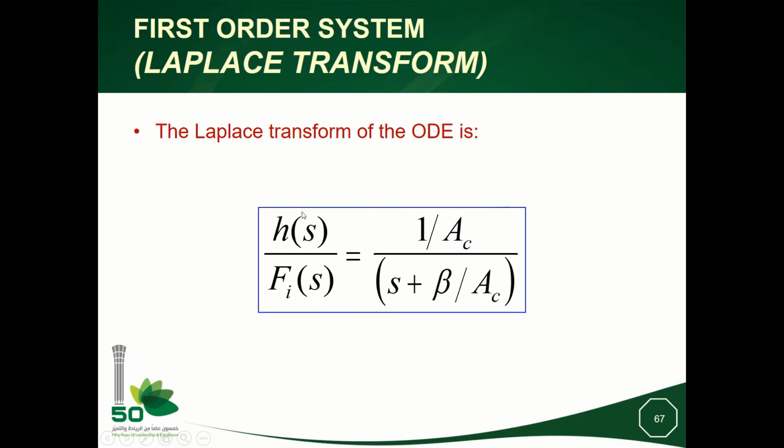Then we will form the ratio H(s) over Fi(s), it means output over input. So we will have 1 over Ac, over s plus beta over Ac, assuming that h(0) is equal to 0. So the transfer function is always calculated when the initial conditions are equal to 0.